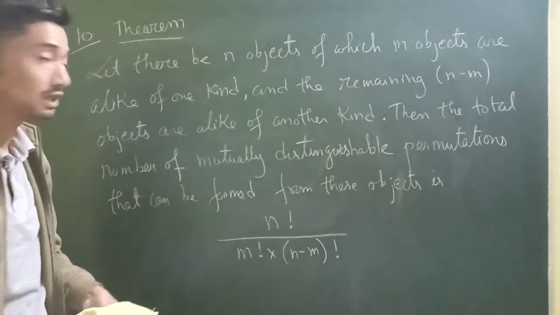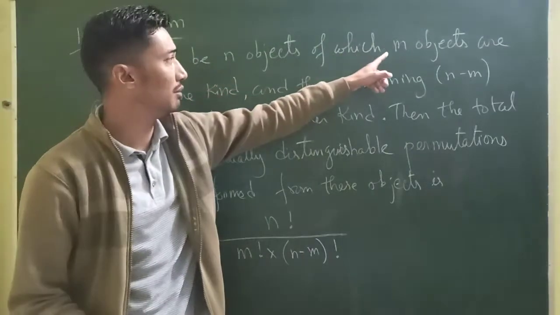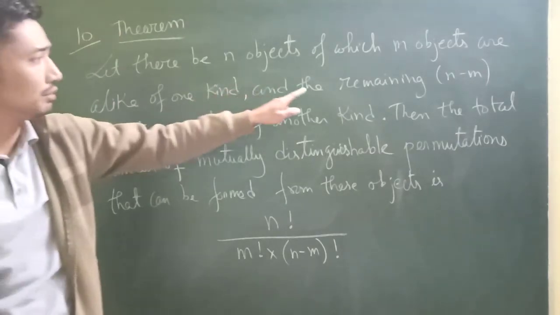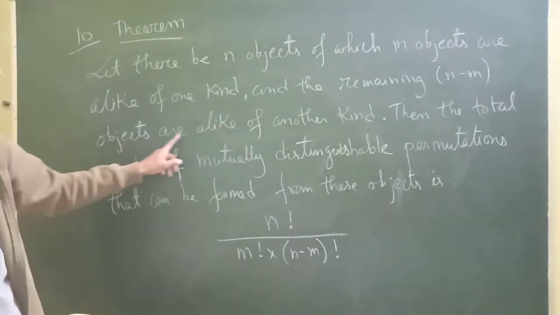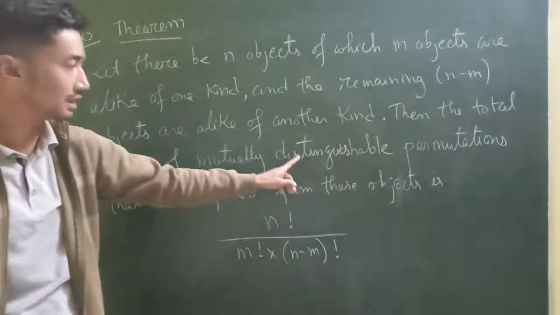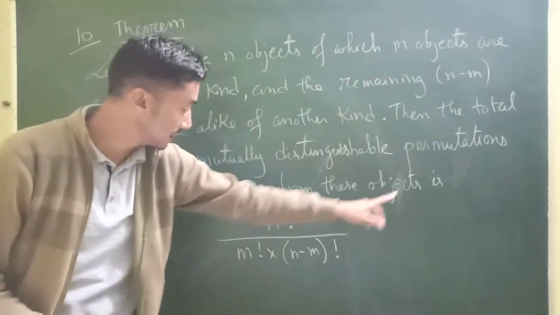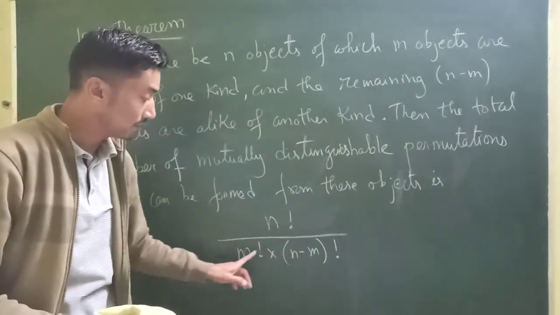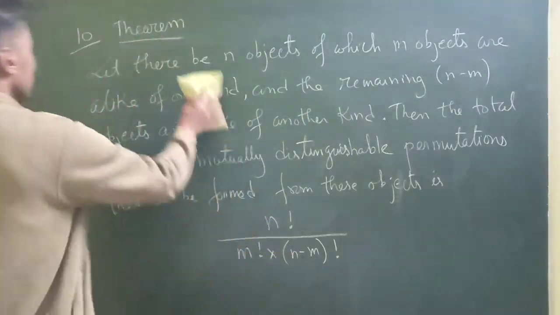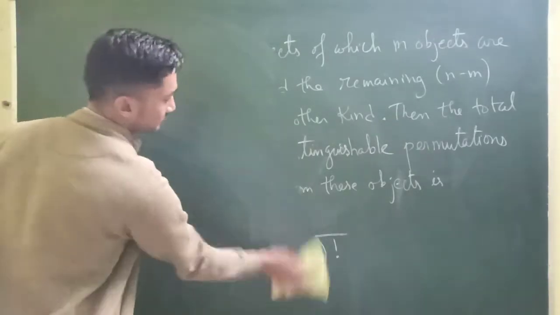I repeat the theorem once again. Let there be n objects of which m objects are alike of one kind, and the remaining n minus m objects are alike of another kind. Then the total number of mutually distinguishable permutations that can be formed from these objects is n factorial by m factorial into n minus m factorial. It can be extended also if there are more than 2 kinds which are alike.